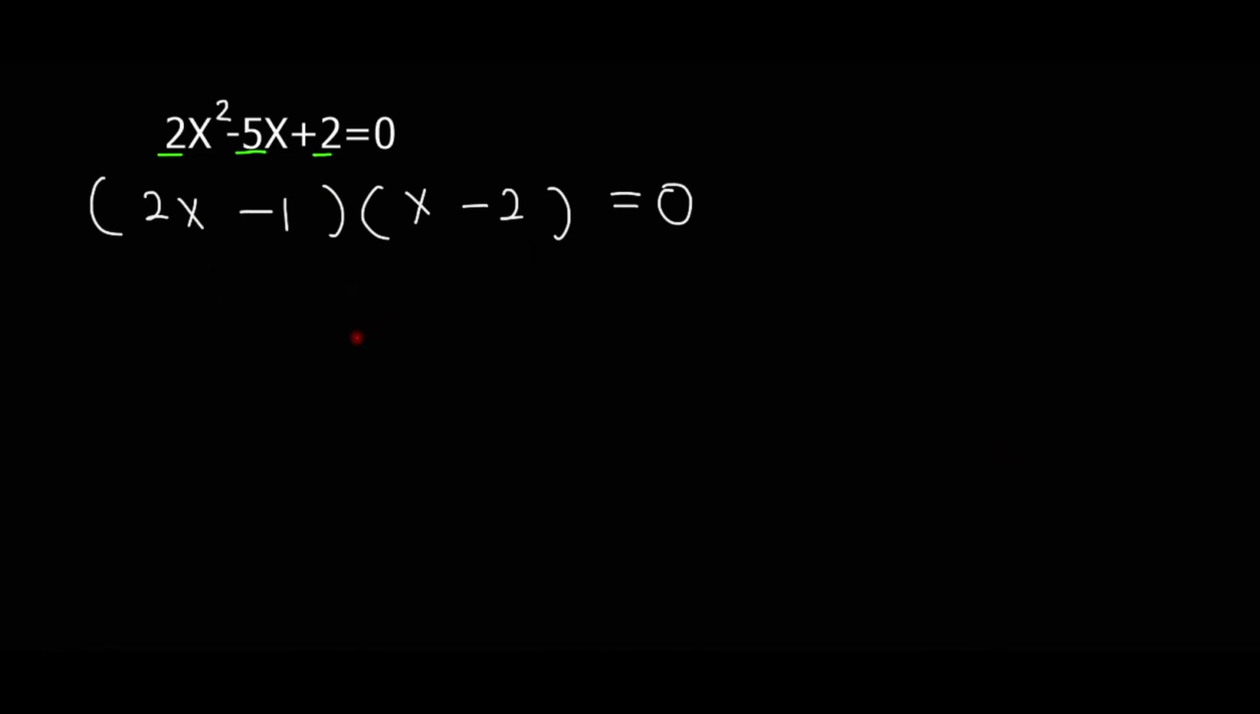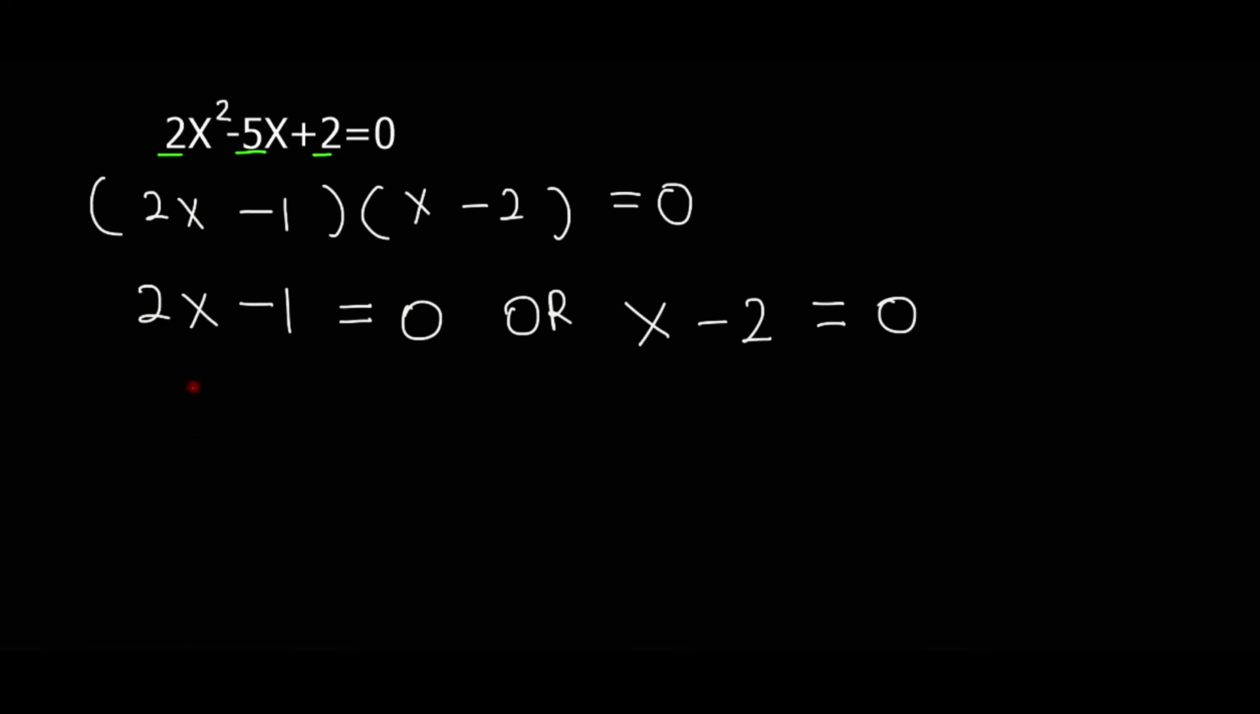Now from this step I told you the same thing. I set each bracket to 0. This means globally 2x minus 1 is equals to 0 or x minus 2 is equals to 0. And then from here resolve for x. Resolve for x globally 2x is equals to 1.